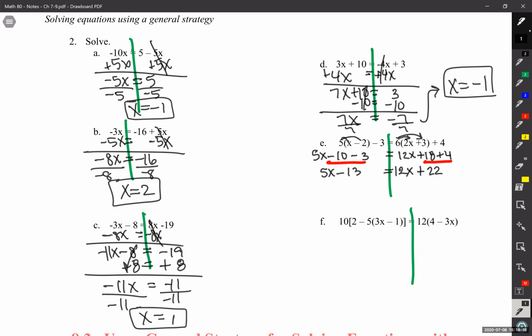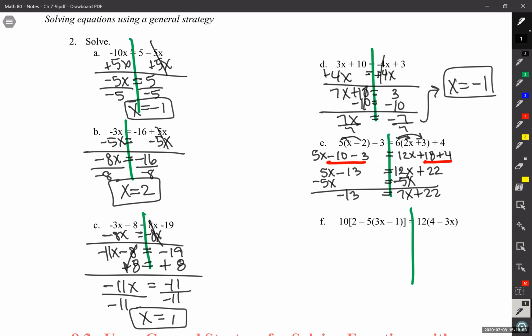And now I'm kind of in a situation where I was before with C and D, where I'm going to move my letters and my numbers around. And so I'm going to do it backwards just because I can. I just want to show you that it doesn't matter what order you do it in. So if you really want your letters on the left, go ahead and subtract 12x right now. I'm going to subtract 5x just to show you that it doesn't matter. And so I end up with negative 13 equals 7x plus 22.